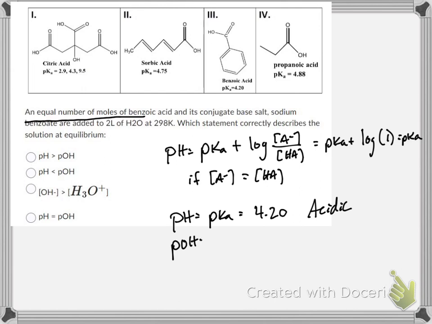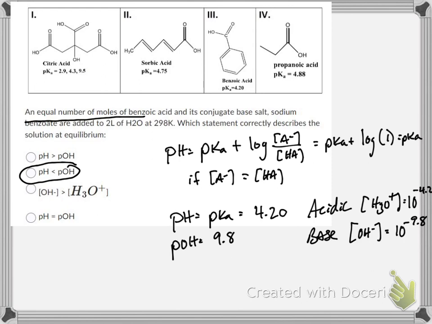So it's an acidic solution. pOH is 14 minus 4.2, which is 9.8. So we have much more hydronium ion than hydroxide ion, because it's an acidic solution with pH equal to 4.2. All right, so when we look at the options here, the correct option we would pick is that the pH is less than the pOH, meaning an acidic solution.